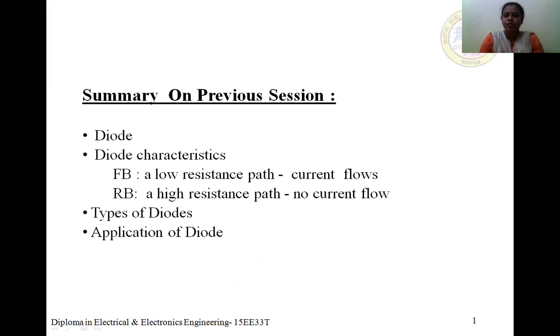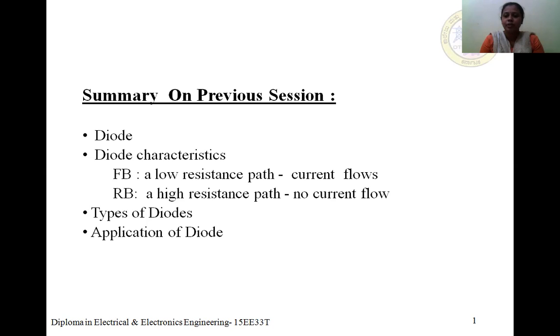So before going to Zener diode, let me have a small summary of the previous session, what we have studied. In the last session, that is session 4, we have studied about diode characteristics, types of diode and application of diode. So the first topic is diode. So let me see what is this diode first.